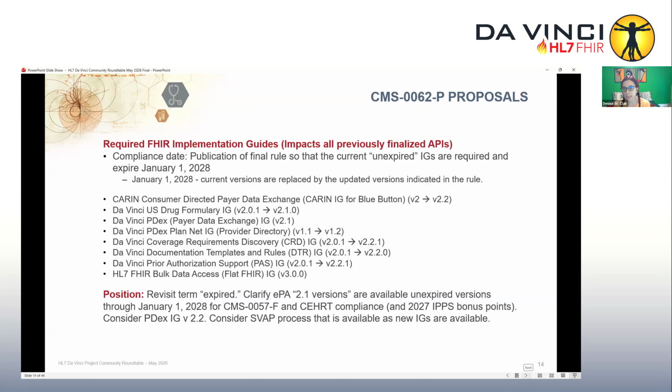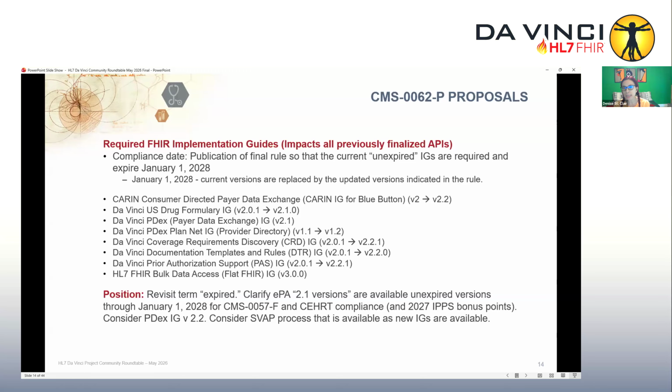We also suggest that they consider looking at PDex 2.2, which was not out when the proposed rule was finalized, but is imminent, and you'll hear more about that soon in today's webinar. But there are some particular advances in PDex 2.2, particularly around member match and treatment relationships out of a group context, a concept that could be really valuable. So the Da Vinci community is suggesting a look at that version of PDex.